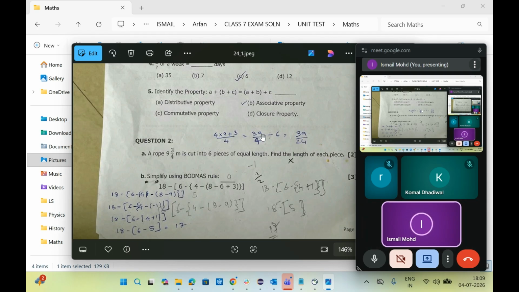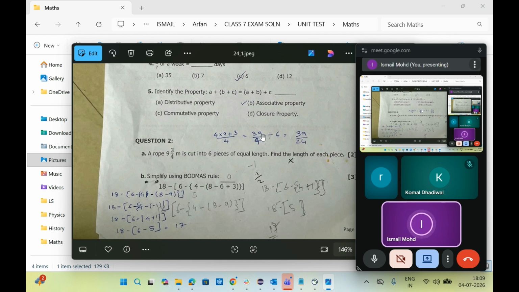Now this one: a rope of 9 3 by 4 meters is cut into 6 pieces of equal length. Find the length of each piece. You have to convert 9 3 by 4 to an improper fraction. How? 4 into 9 plus 3, on the numerator, by 4. So it will be 39 by 4. Now you are dividing into 6 equal parts, so it is divided by 6. So it will be 39 by 4 divided by 6.